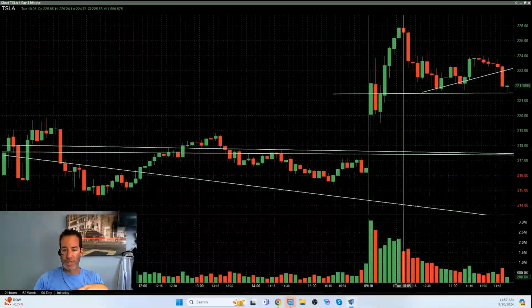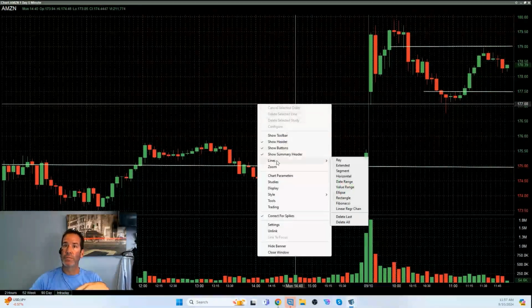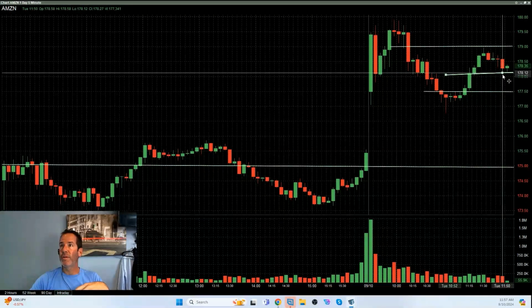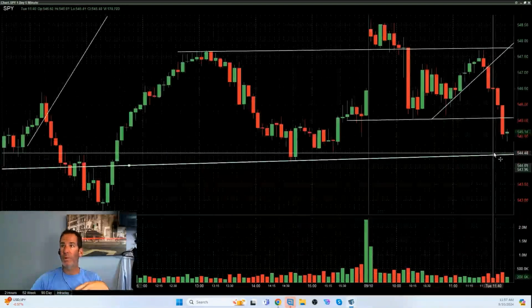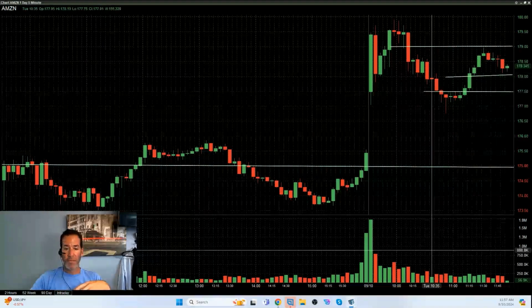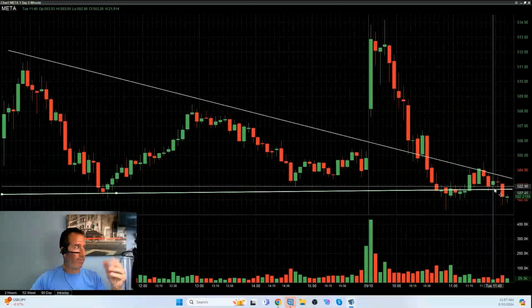What's Amazon doing? Amazon just held a little bit better than it did before. It held in this compartment versus down here. Look where the SPYs went. SPYs went all the way down here, and Amazon held up here. Meta is all the way down there. Meta is just gross. Get the hell away from that stock.